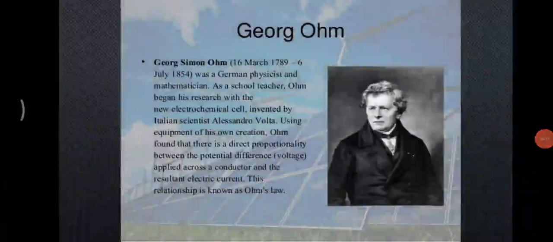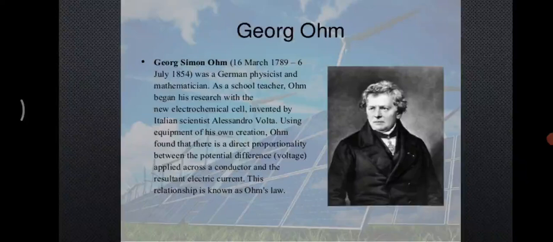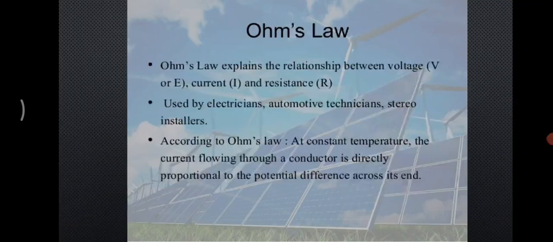Children, the most famous German physicist and mathematician, George Simon Ohm, was born on 16th March 1789. He discovered that there was some proportionality between potential difference, or voltage, and the applied current over the conductor. We can see that there was a relationship between the potential difference and the current in the conductor. It was given by Ohm's law. Ohm's law explains the relationship between voltage, current and resistance.